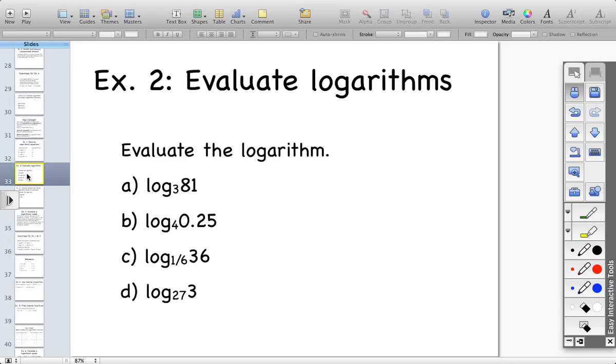Evaluating logarithms. Now for this slide, these examples are going to be done by hand. So we're not using our calculator yet. When I get into the next slide, I'll explain to you why that is.